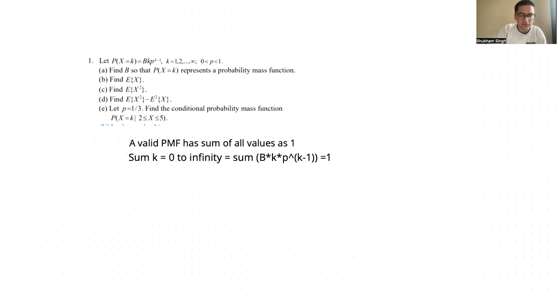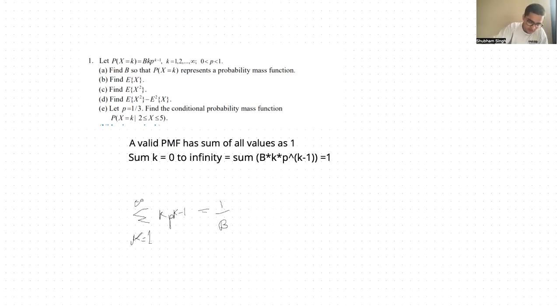So we can write it as the sum from k equal to 1 to infinity, and if we take b to the right hand side, it would be equal to k into p raised to k minus 1 equal to 1 by b. Now, does this make sense? I hope it does, and if it makes sense to you, then we have almost solved the question.